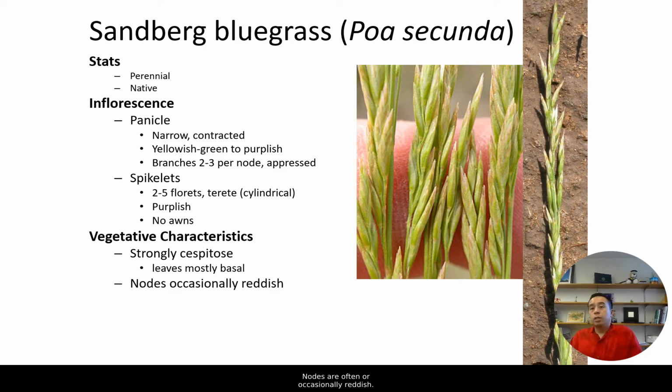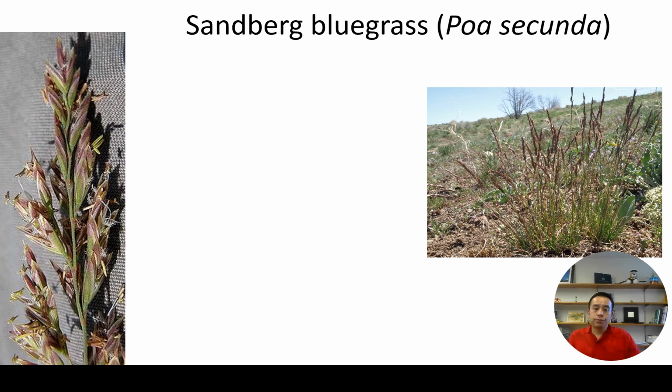Nodes are often or occasionally reddish, so that can sometimes help you distinguish it from other species. And sheaths are typically persistent and last throughout the season, and sometimes into a future season, and so it can stay on there as a dry looking sheath. The blades themselves also have a double midrib, and the apex is keeled, again causing the leaves to naturally fold.